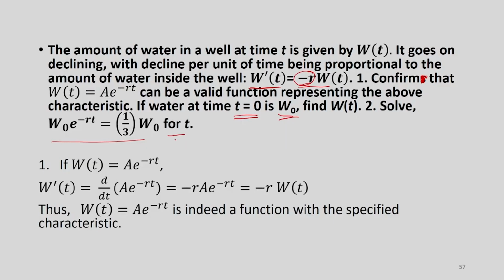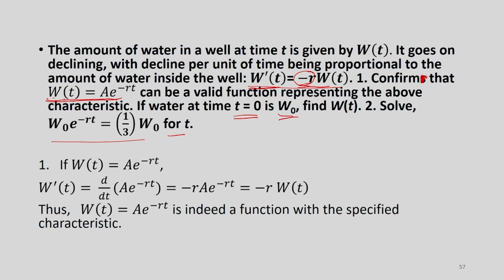Okay. So the first part is we have to confirm that this function is a valid function representing the above characteristic. What is the above characteristic? This is the above characteristic, that W'(t) is equal to minus R W(t). So that is the property here. We have to confirm that if W(t) is of this form, then this particular characteristic is maintained. Okay, that is what we have to find out.